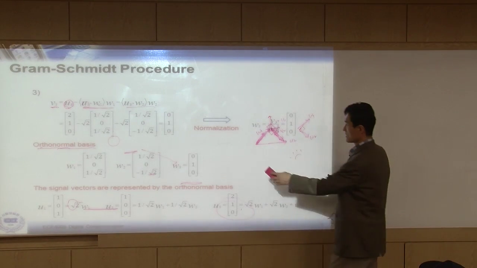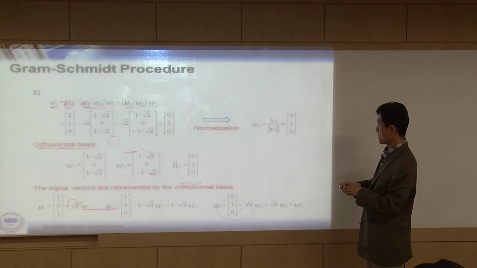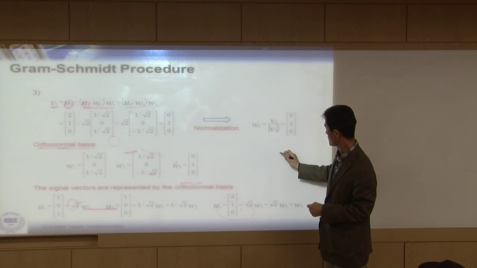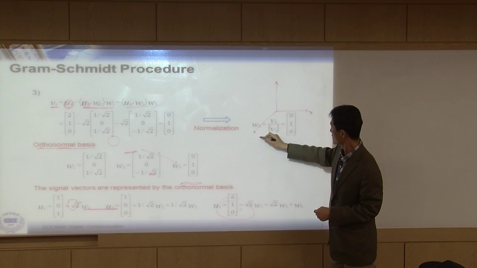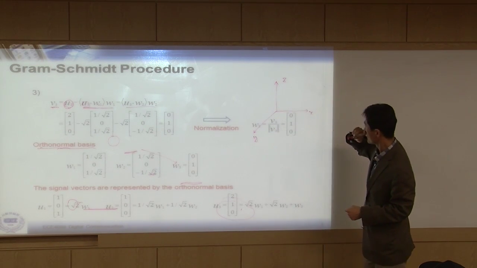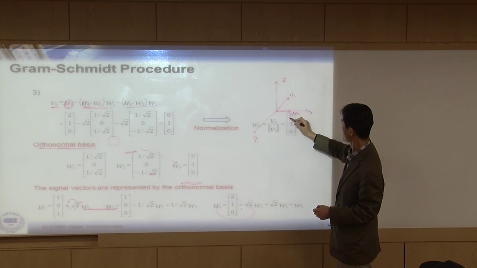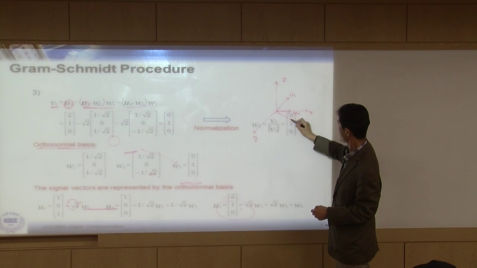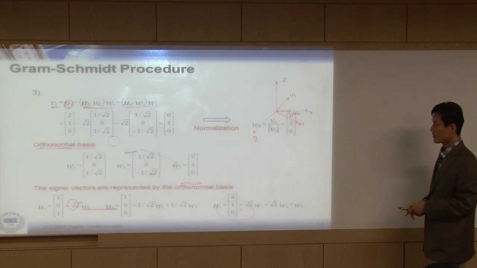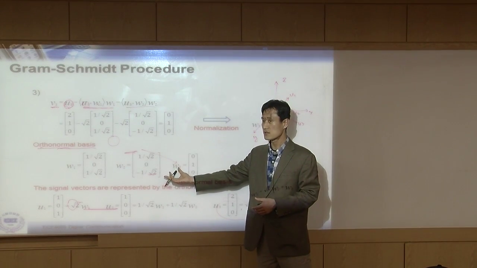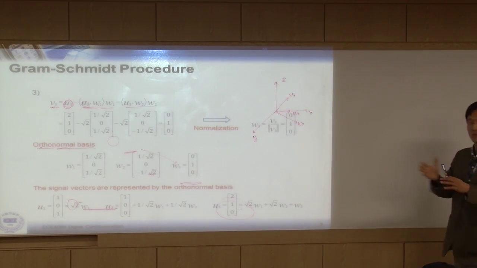Based on these bases, now remember, this is the original x, y, z, right? U1 is somewhere here, U2 is somewhere here, U3 is somewhere here, something like that, right? These three vectors are not orthogonal, but if we make these orthonormal bases, it means that we are making another x, y, z basis.